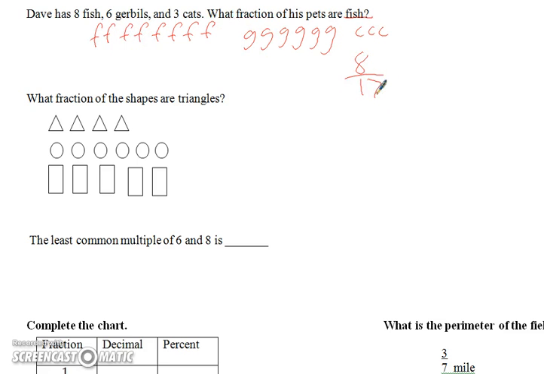What fraction of the shapes are triangles? Same kind of thing. Count my triangles. I got 4. Count the number of shapes in all: 4, 6, 8, 10, 12, 14, 15. 4/15, and it will not simplify.